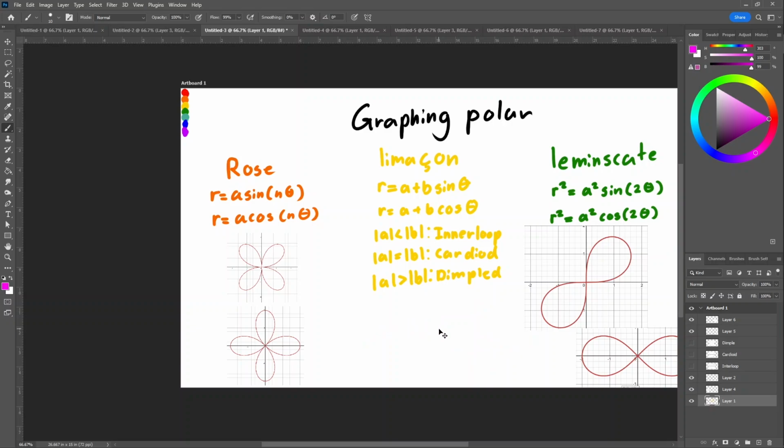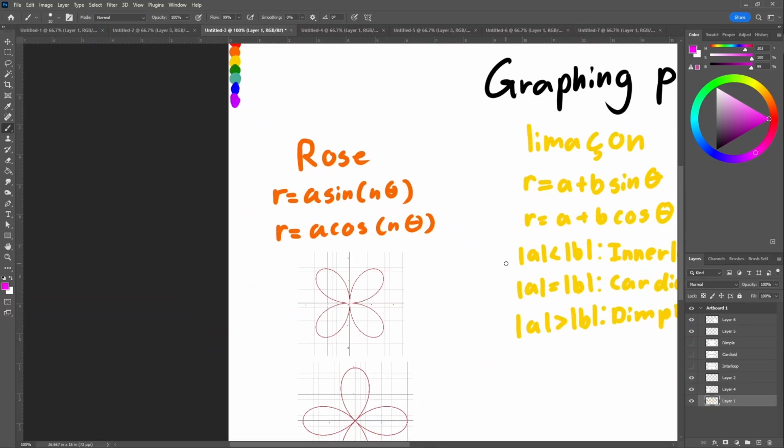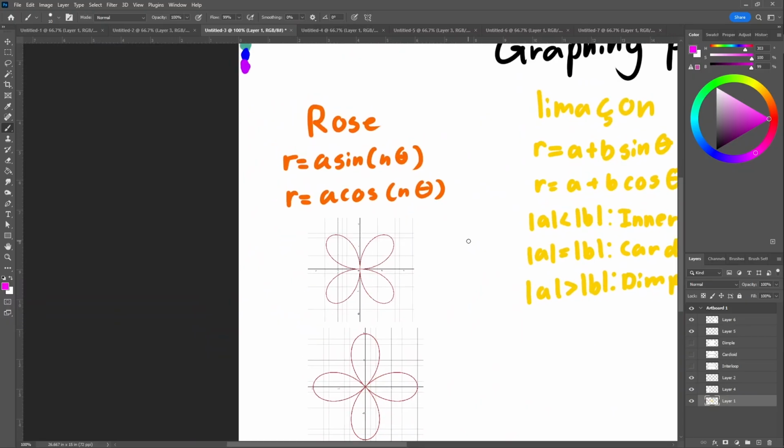The ones that are a little bit more complex, the rose, the limaçon, and the lemniscate, are a little bit different and a little bit harder. So let's start off with the rose. Roses have the equation r is equal to a sine n theta, or r is equal to a cosine n theta, where a is the max length of each petal. So if you wanted a petal with a length of 4 units, you would set a equal to 4, and n would be the number of petals.